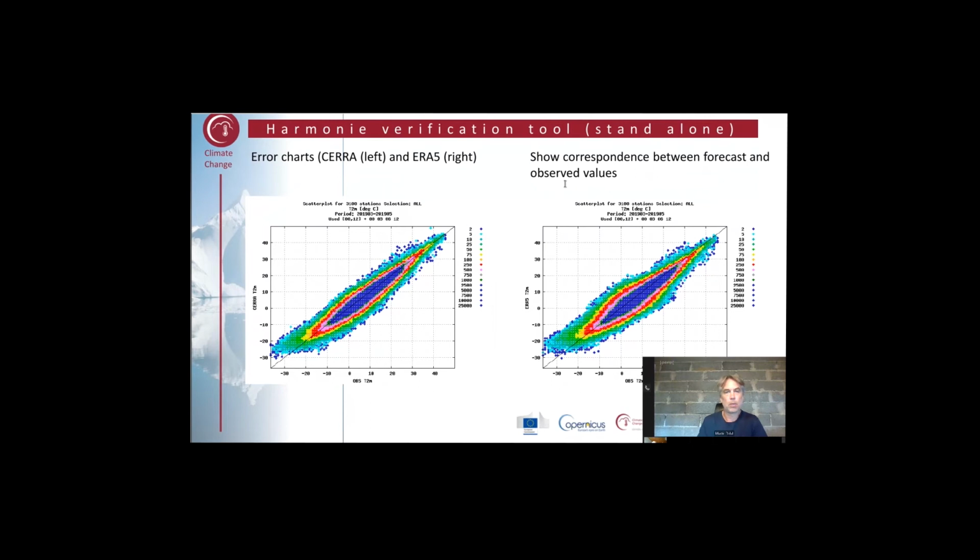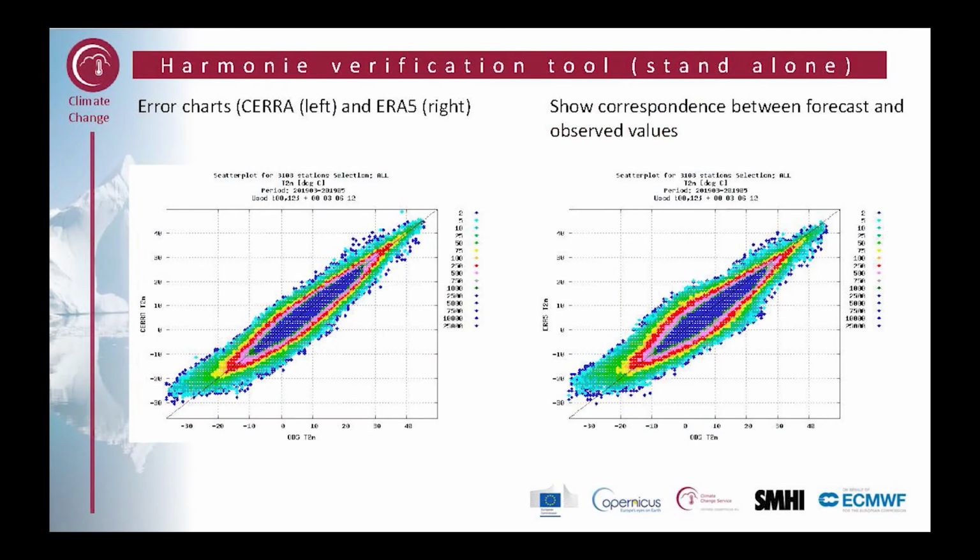This compares the observed and the modeled parameters. Diagonal will be perfect, of course. And this is 2-meter temperature, CERRA again to the left and ERA 5 to the right.